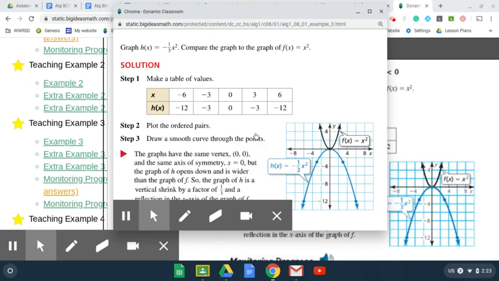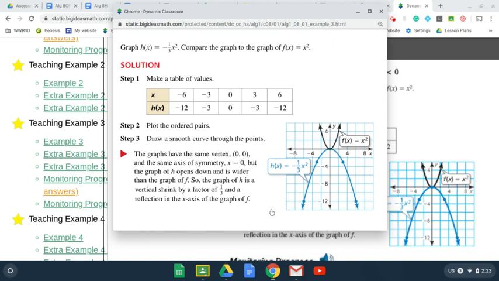So the graph does have the same vertex, 0, 0, and the same axis of symmetry, x equals 0. They're both right here. But the graph of h now opens down, which means that it's a reflection. Remember, when you reflect, you flip something over a line, which was going to be our x-axis here. So this was reflected to point down. It's also wider, so that means that the graph of h is a vertical shrink by a factor of 1/3, and it's a reflection in the x-axis of the graph of f.